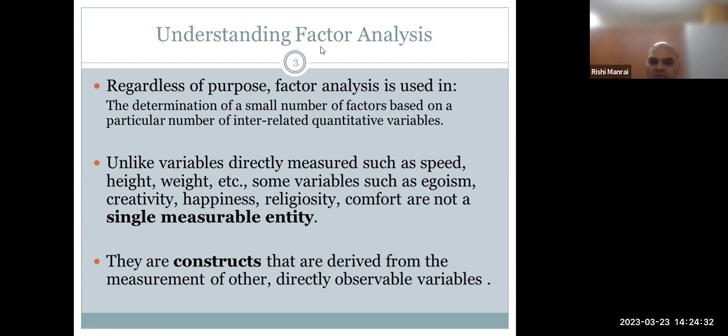Unlike variables directly measured such as speed, height, weight, etc., some variables such as egoism, creativity, happiness, religiosity and comfort are not single measured entities and they are called constructs. For example, motivation, perception, or happiness cannot be measured through a single item. You cannot ask anybody, are you happy, or are you motivated? There are different variables which can be joined to form a construct.